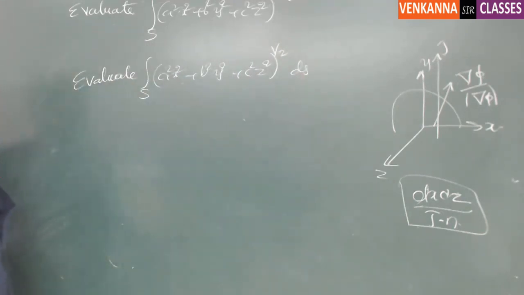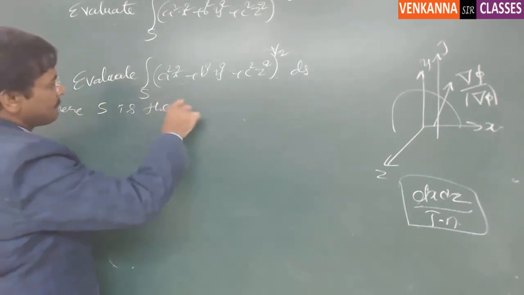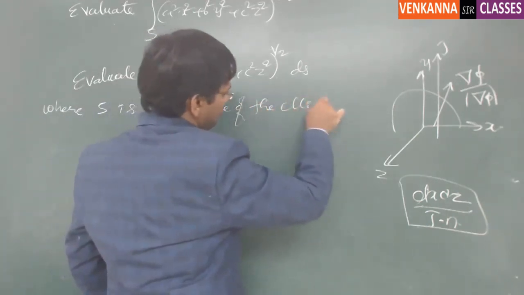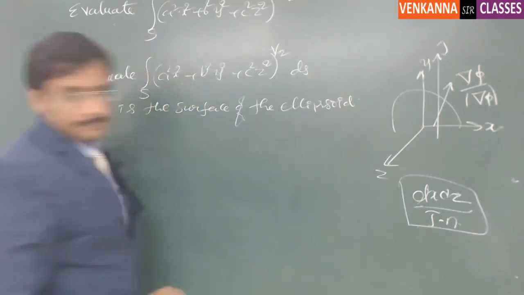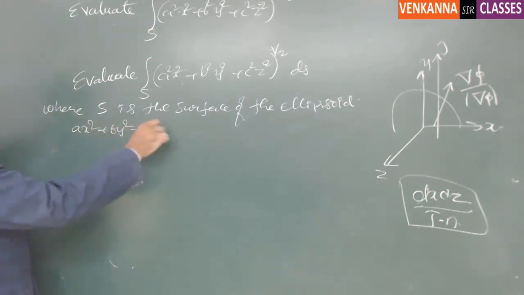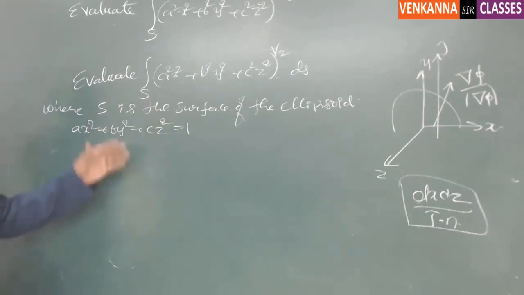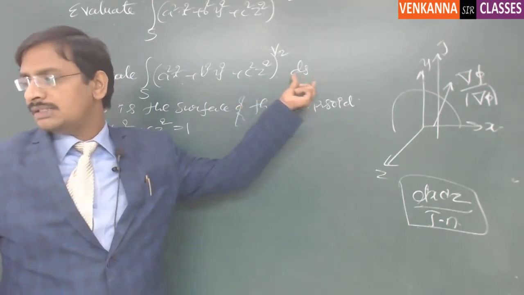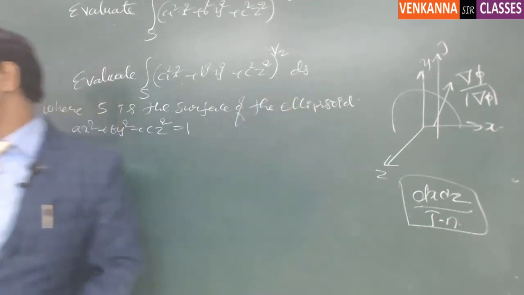So he didn't give n cap, he didn't give F here. That's the tricky part. Where S is the surface of the ellipsoid ax² + by² + cz² = 1. Actually he asked us to find this integral. Here there is no n cap, there is no F. This is straight away dS he has given. Now can you try to solve this?